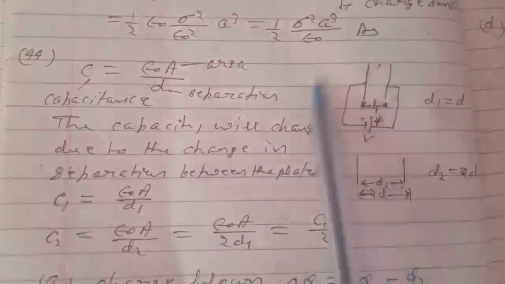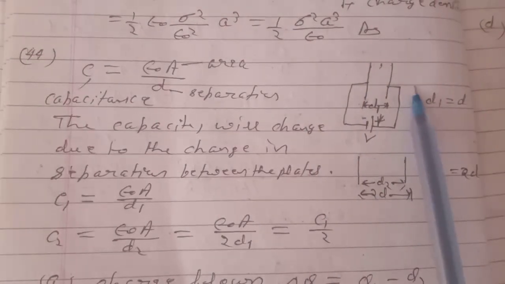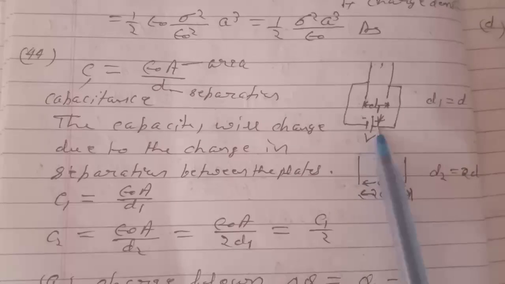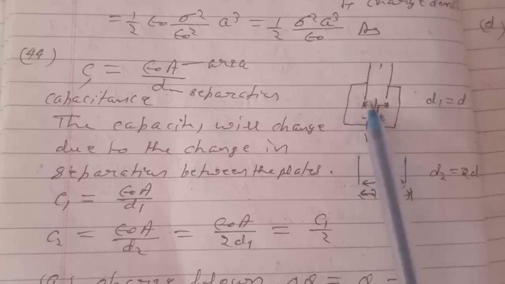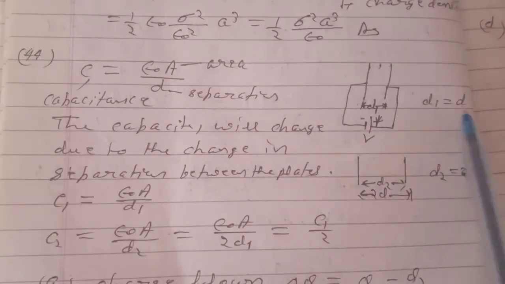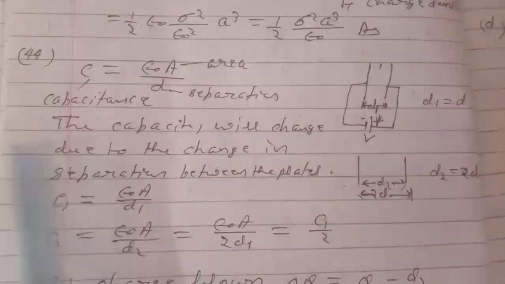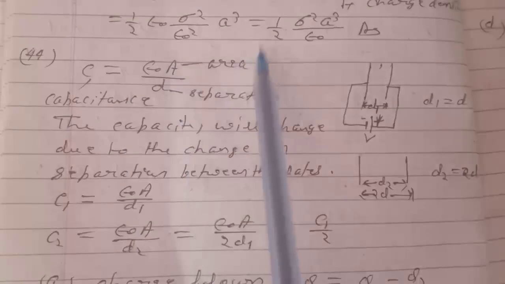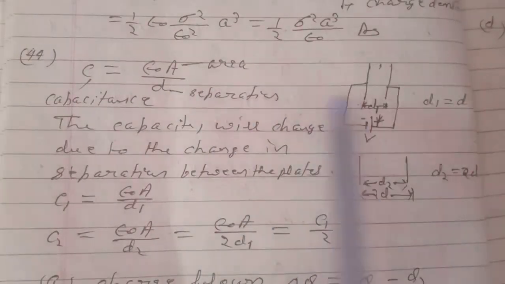So initially a capacitor is given which is connected to a 12 volt battery. We have represented it as V, and the separation between the plates is D1 initially, and let D1 be equal to D. Now we know that the capacitance of a capacitor is given by C equal to epsilon naught A by D, where A is the area of the plate and D is the separation between the plates.